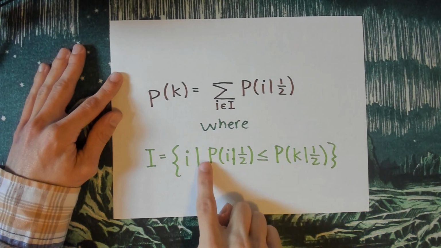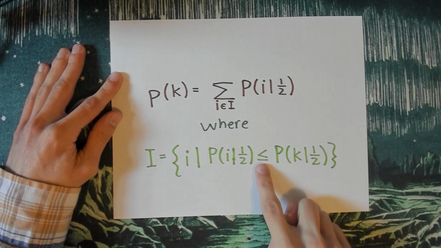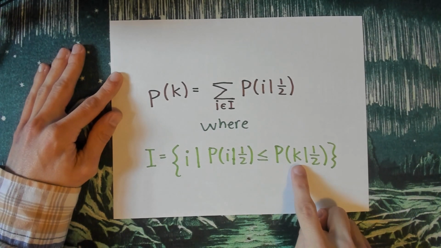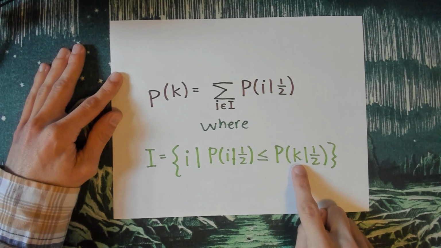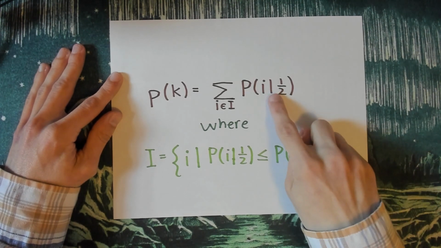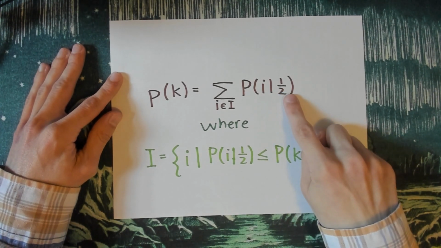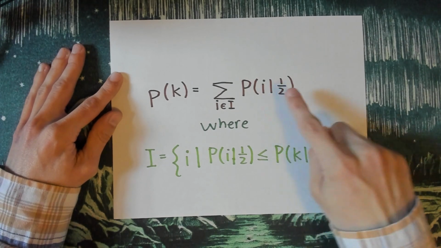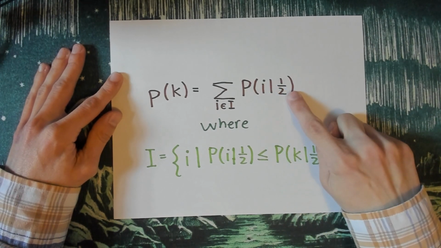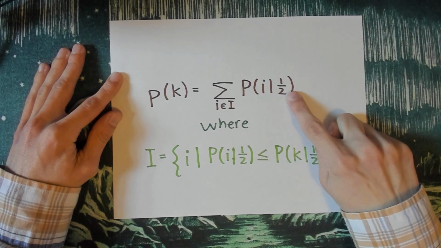That is, where their probability is less than or equal to the probability of getting k number of heads. All of this assuming that the null hypothesis is true, which is what this given 1 over 2 means. It means given that the heads rate is 50%, which is the null hypothesis.